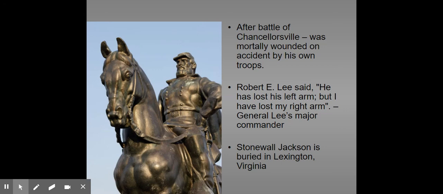So those are some people of the Civil War. Like I said, there are more people I would like to talk about. I would like to go into more detail with these guys, but that's just a brief overview of 3 key Union people and 3 key Confederate people.